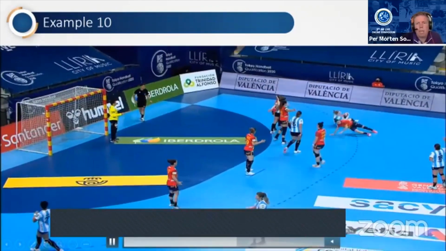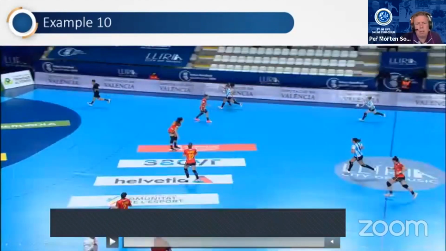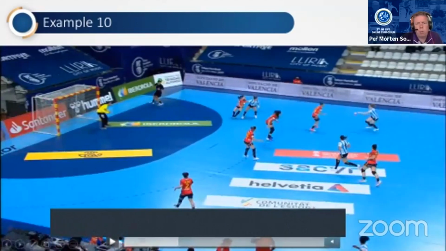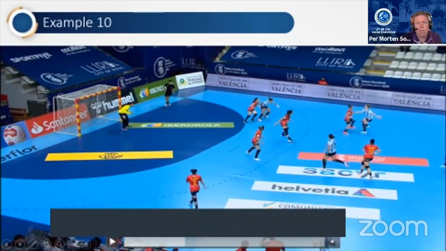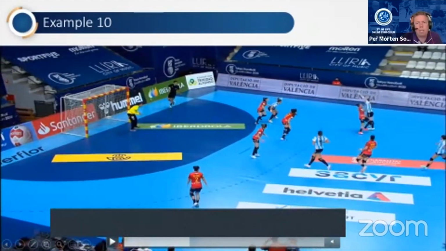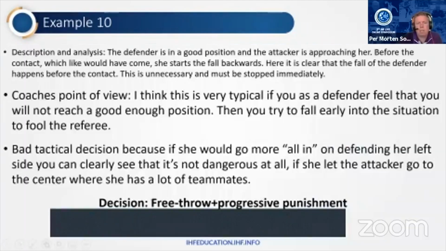Here also the same things are happening. From a refereeing point of view, we see that the defender is in a good position, but before the contact, she has already started to fall backwards. So for us, this is not an offensive fault. This is a progressive punishment to tell the defender that you don't need to help us. We don't want this in our sport.